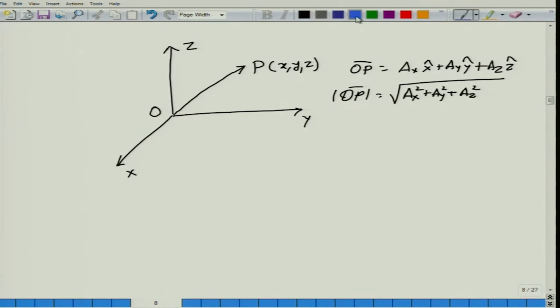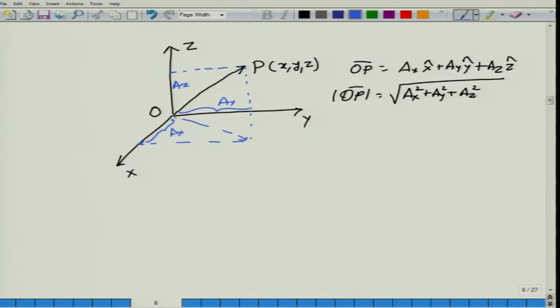What are these AX, AY and AZ? These are the components of the vector OP along the x, y and z directions. So if you go to this one, this is the component that you would obtain as AY, this is the component AZ, and this is the component AX. So you move along AX, then move along the y direction by an amount of AY, and then go up to get to AZ, or if Z is negative, you go down.